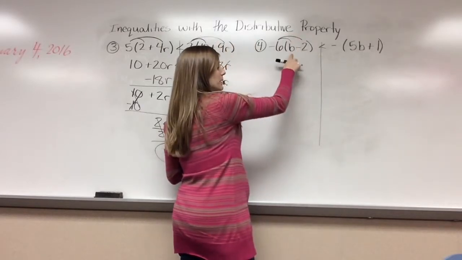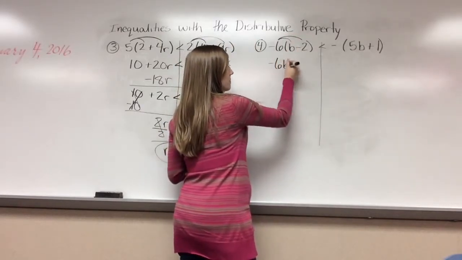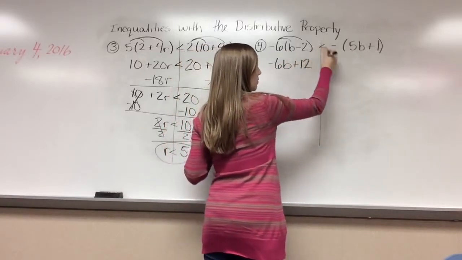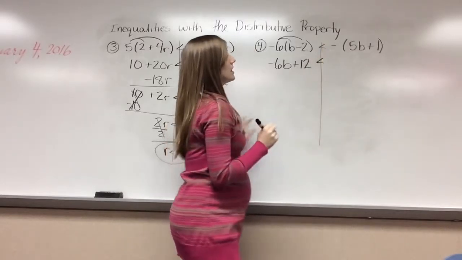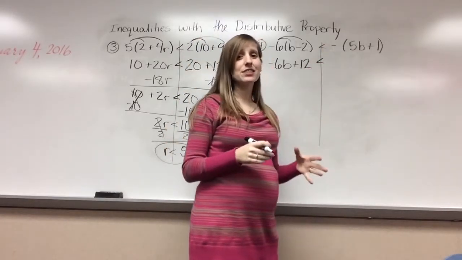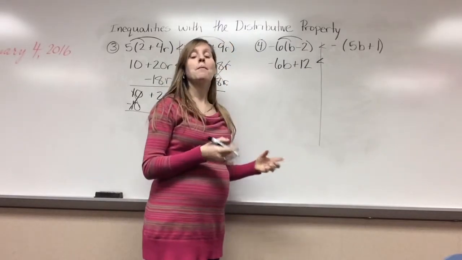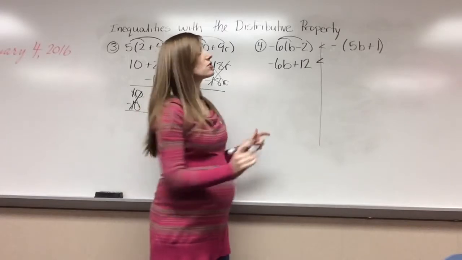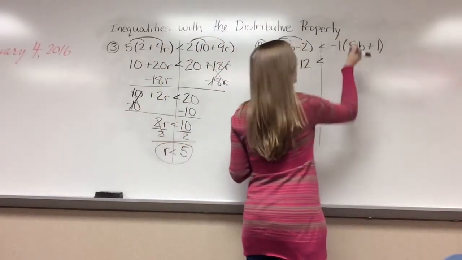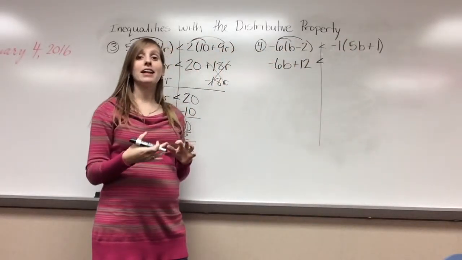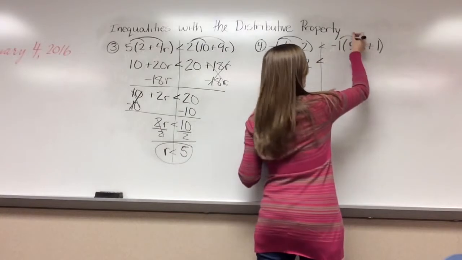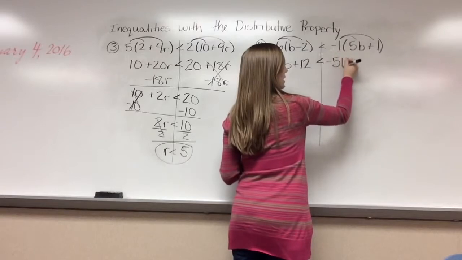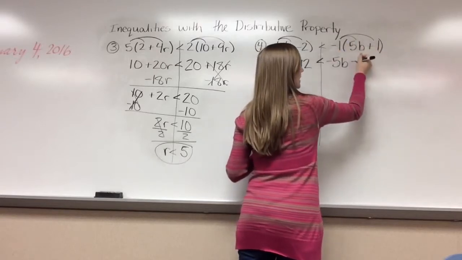So negative 6 times b gives me negative 6b, and negative 6 times negative 2 is positive 12. My inequality sign stays the same. Now, on this side, all I have is a negative sign outside of the parentheses. But remember, anytime you're missing that number, there is a 1 there. They just don't write it. So I'm going to go ahead and write the 1 so I don't forget. So I'm actually multiplying the right-hand side by a negative 1. And I'm going to make sure I multiply both terms. So negative 1 times 5b is negative 5b, and negative 1 times 1 is negative 1.